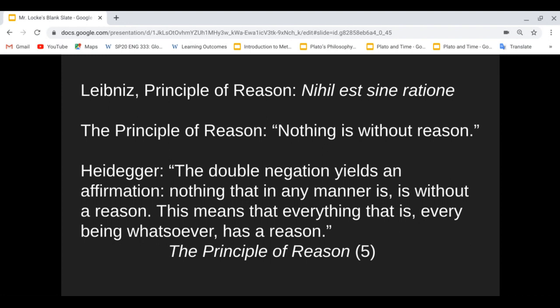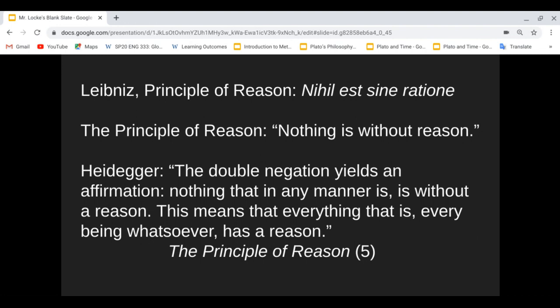Okay, now Leibniz also gives us the principle of reason, which is: nothing is without reason. I mentioned this as well as an important aspect of Leibniz's thought. Heidegger is going to say about this that the double negation here yields an affirmation. Nothing that in any manner is without a reason. This means that everything that is, every being whatsoever, has a reason.